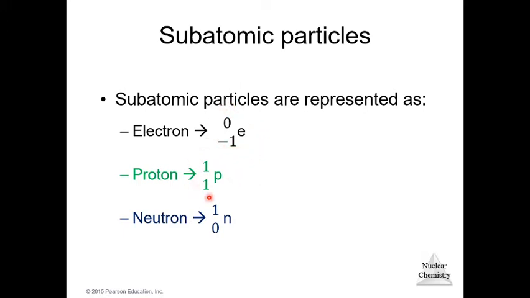Here's our proton right here. We give it a P with a 1 and a 1, because the proton has atomic number 1 and mass number 1. And then for the neutron, we have an N, lower left 0 because there's no protons present, mass number of 1 because we do have a neutron here. All right, so here's your electron, here's your proton, here's your neutron. These are going to show up in your nuclear equations.